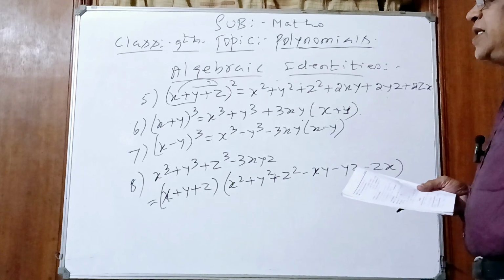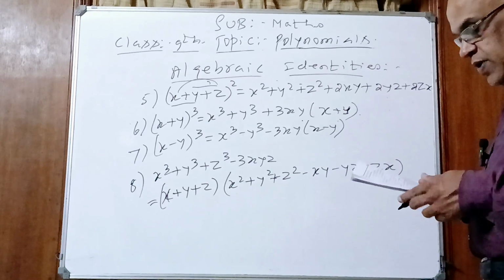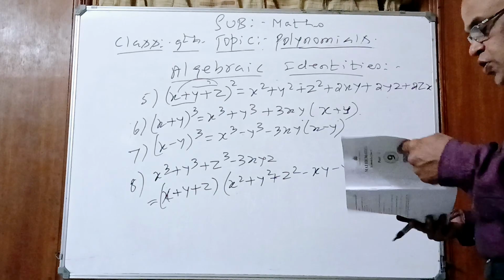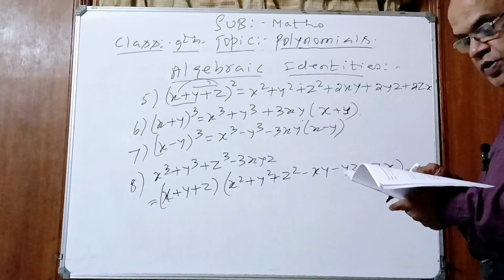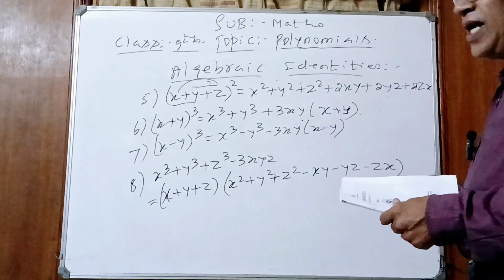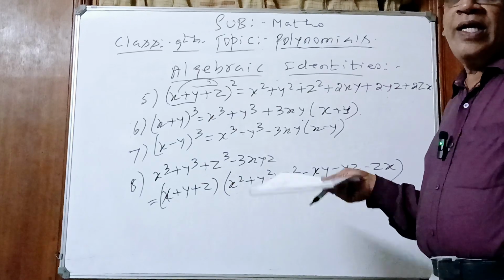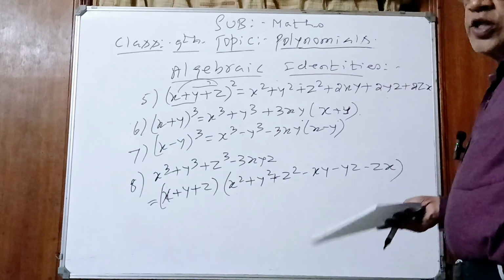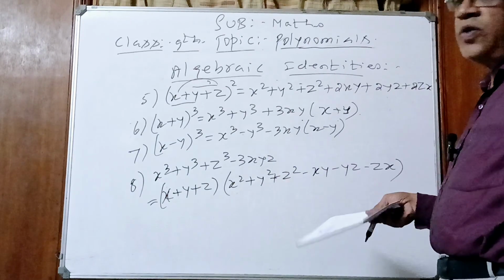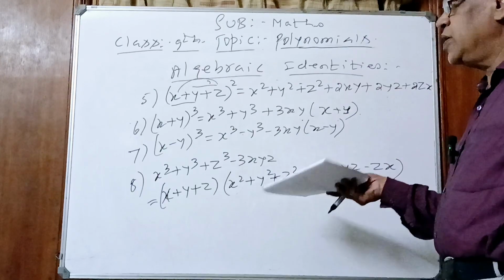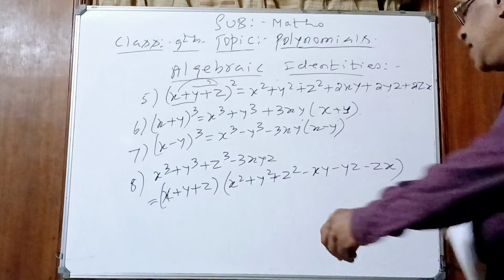So these are the 8 identities. Please remember, it will help us to solve the sums. So by using these identities, we will solve the next few questions. Okay, children, we will do the next. Next is question solving based on these 8 identities.